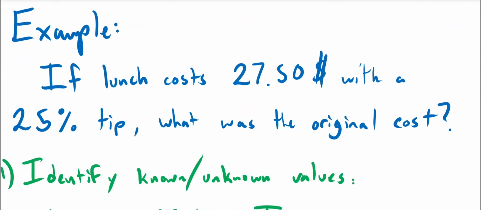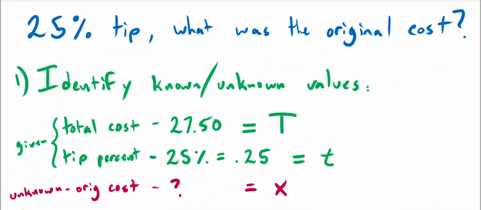Number one, we want to identify the known and unknown values. These are the total cost, the percentage of the original cost that was our tip, and the original cost itself. Two of those are known. We know what the total cost was, and we know what the tip percentage was. We don't know the original cost.